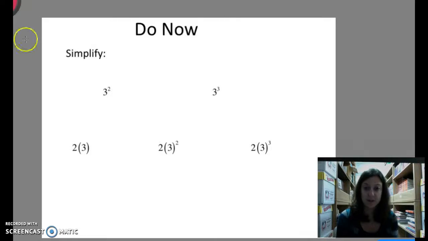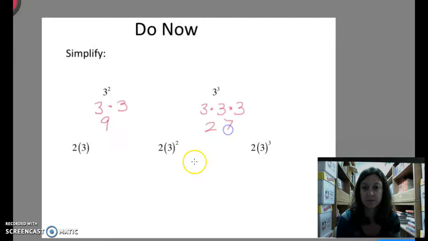Okay, so first you should have that 3 squared is the same thing as 3 times 3, which is 9. 3 cubed is 3 times 3 times 3, so that's 9 times 3, which is 27. This should be pretty easy. We've got 6, and then 2 times 9, which is 18. And then 2 times 27, which is 54.